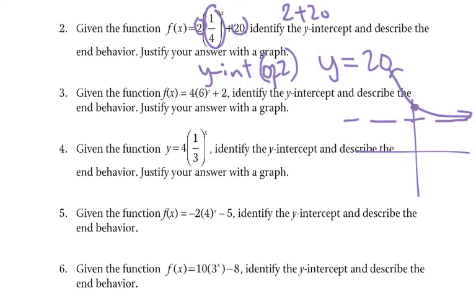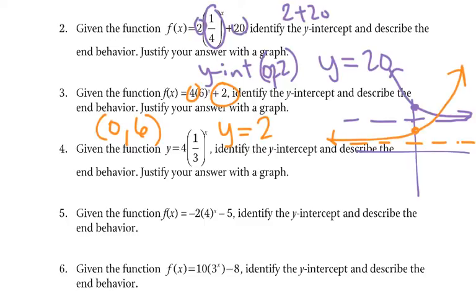Okay, at 3, we've got a +2 and a 4, so the y-intercept would be (0, 6). The asymptote, or end behavior, would be y = +2, so we'd go up to +2 here, and up to 6, and then draw my graph. Because it's got a 6 for growth, it's going to be going up pretty quick. Okay, number 4 has a fraction like 1/2, so it'll end up being a decay function like that.